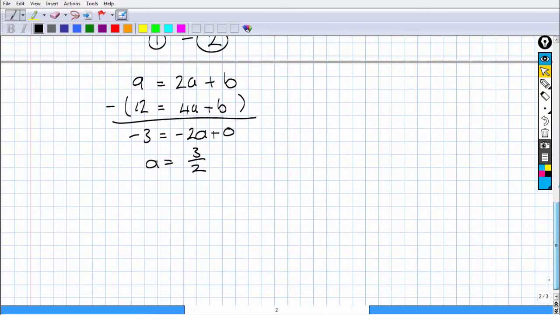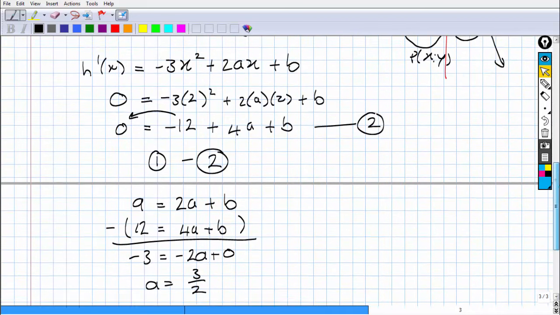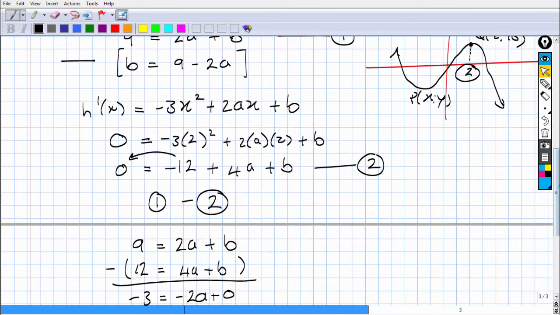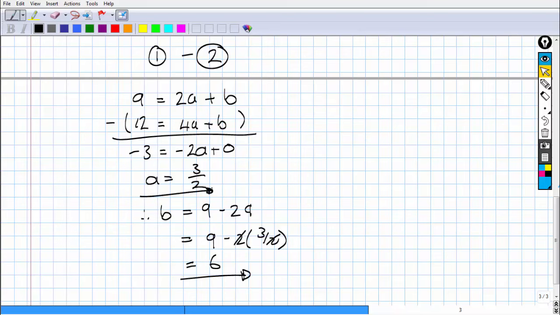And then obviously b, you substitute into your equation: b equals 9 minus 2a, which is equal to 9 minus 2 times 3 over 2. The 2's cancel. 9 minus 3 is equal to 6. So we have our b and we have our a.